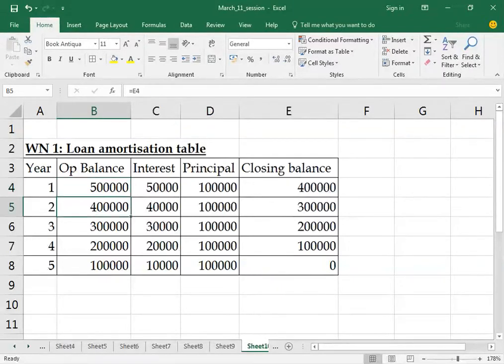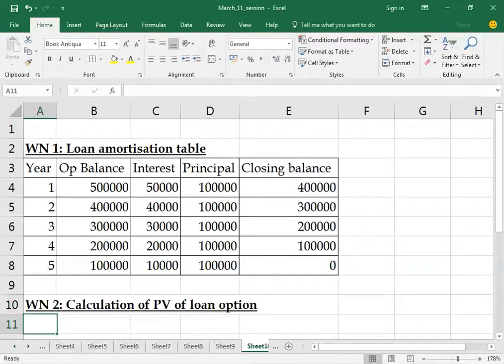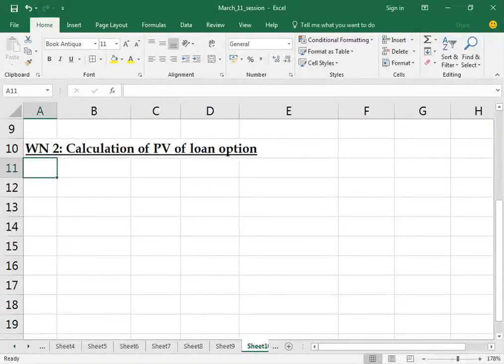Next, working note 2, calculation of present value of loan option. Now let's first freeze the rows and columns to be captured, and then we'll start capturing it. It starts with year. What is the first thing we capture after year? Let's discuss that.